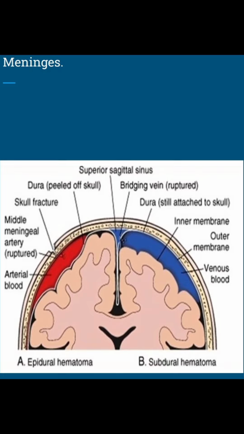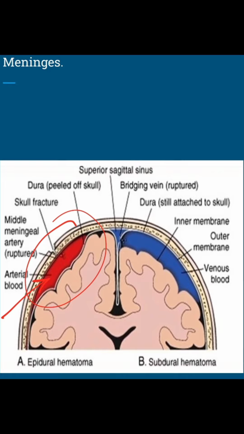First, on the left, we have epidural hematoma, right here. This occurs when the middle meningeal artery ruptures, often due to a skull fracture. Think trauma, like a car accident. The arterial blood collects between the skull and the dura mater, as shown in red.